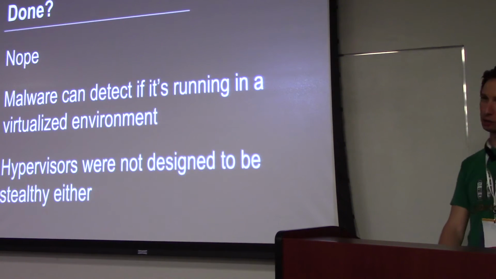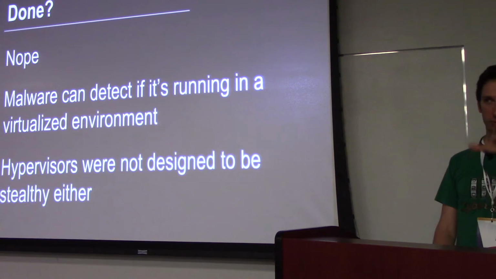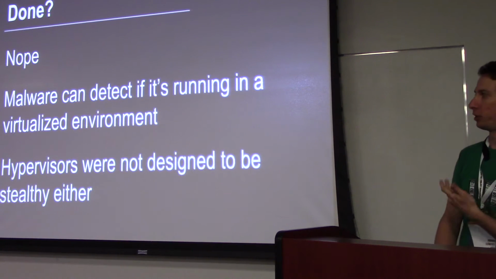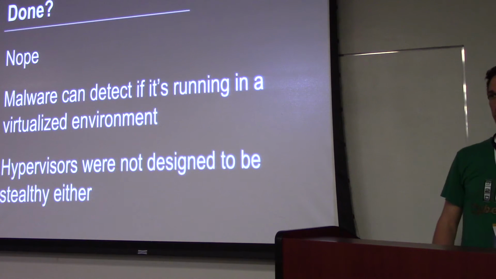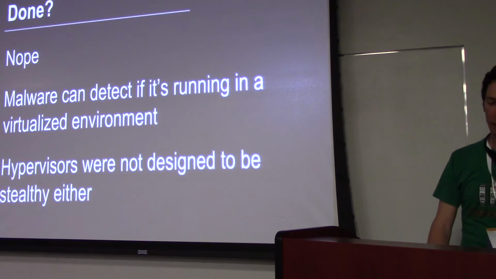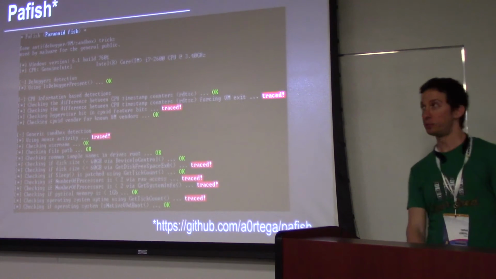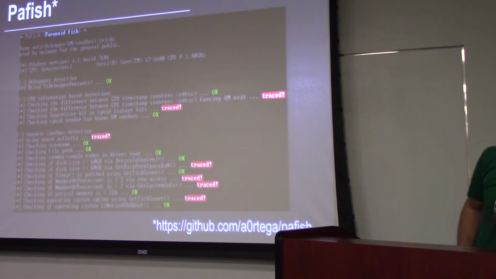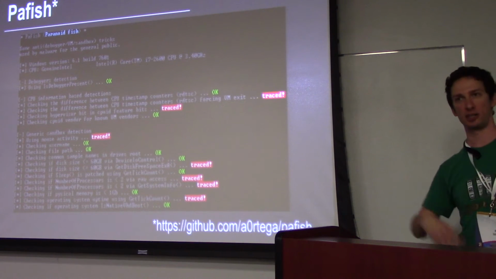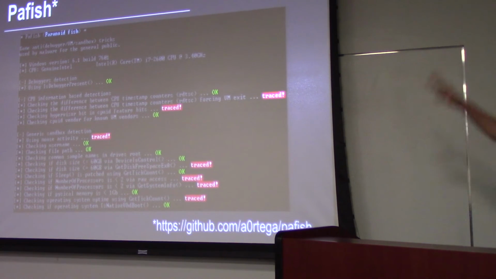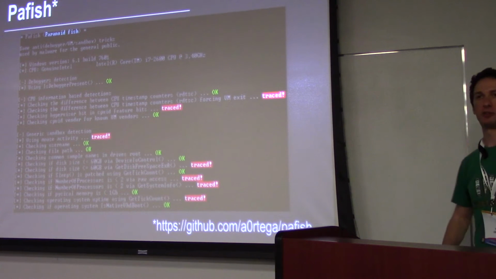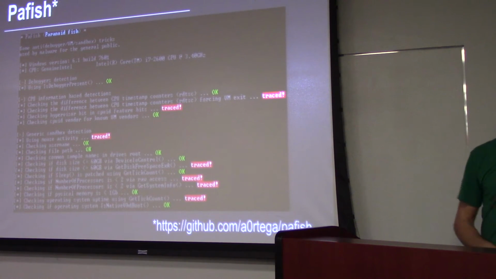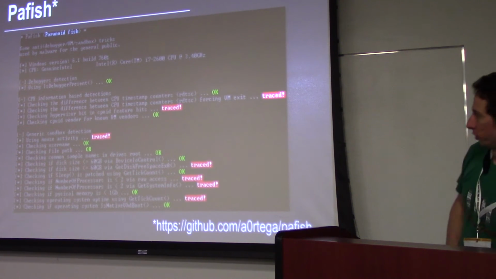So even though the monitoring components are not visible, the hypervisor still is, and the fact that it's virtualized is. So what can we do about that? This is a tool called Paranoid Fish, which is an open source tool that is designed to detect various types of sandbox and emulated environments. And this is just a small snippet of all the things that it checks for. It checks for the Bochs emulator and a bunch of other things.